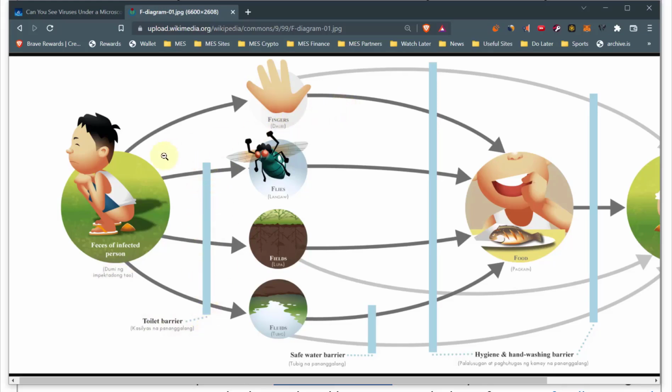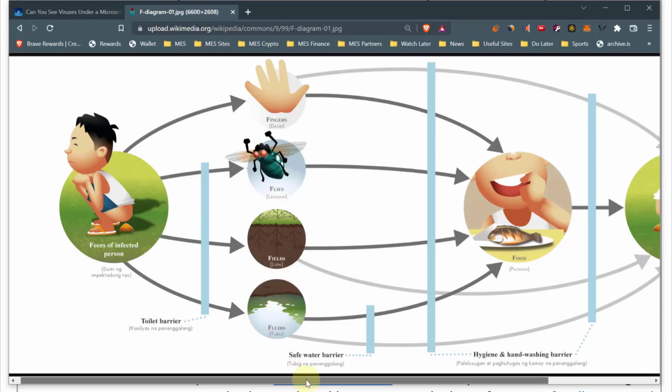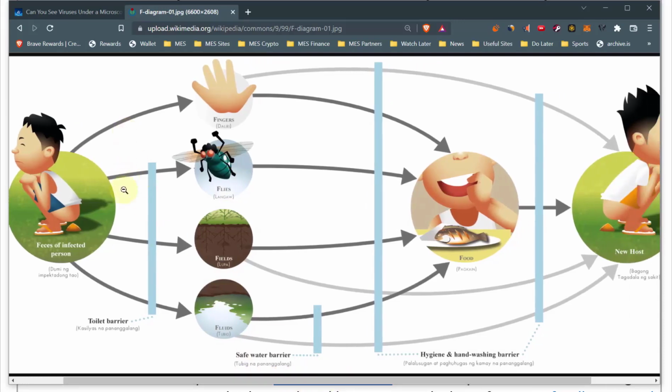Then there's the fingers, so you're touching it, and if you don't wash. So you have flies, you have fields, and you have fluid. All right, so that could be in the water, and that is the toilet barrier, which is able to close these off. And now the next one is you have the safe water barrier. You can have it here, and then the other barrier is this one, the hygiene and hand washing barrier. You could wash your hands, and it goes over to here.